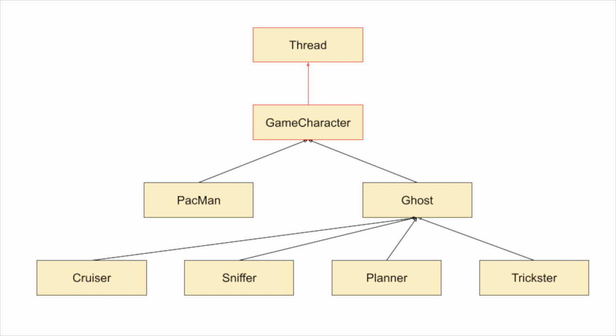In our case, the game character class, extending from thread, forms the core, encapsulating characteristics common to all characters. This class is then extended to form the PacMan and Ghost classes, each inheriting and expanding upon game characters' capabilities. Further specialization is seen in the Ghost subclasses, Cruiser, Sniffer, Planner, and Trickster, each with unique behaviors and strategies. This layered approach not only simplifies our code, but also enhances its flexibility.